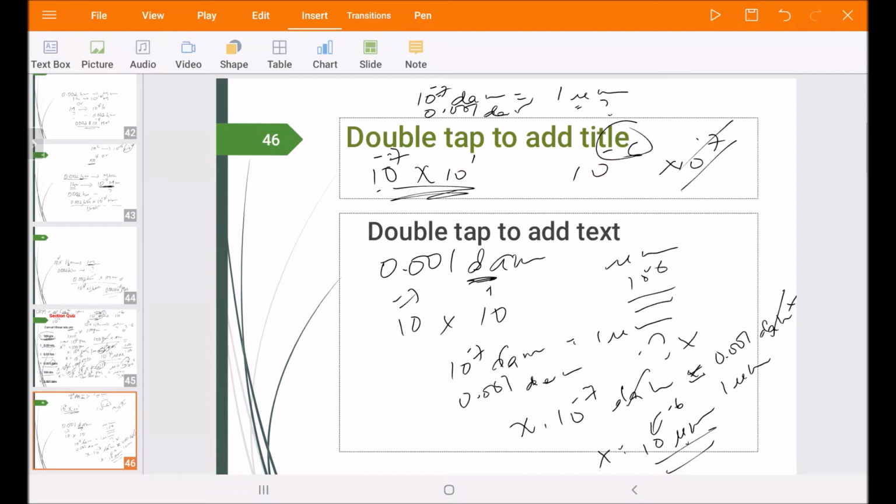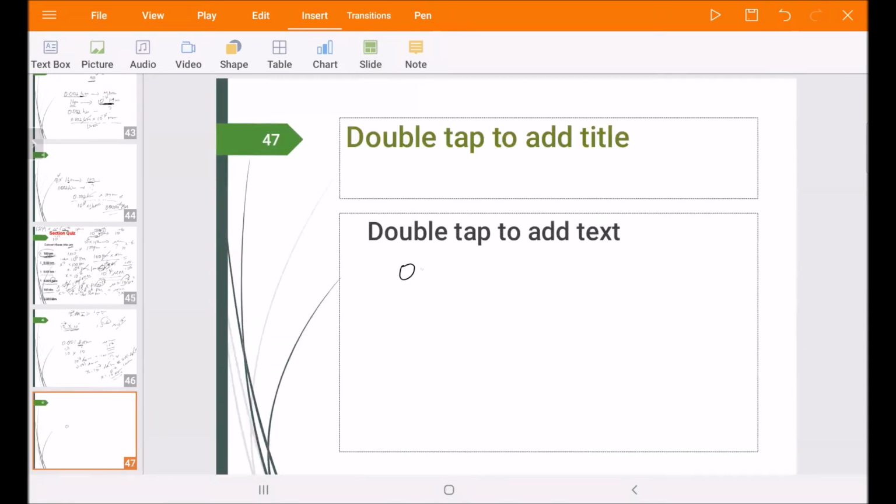0.001 times 10 to the power of 7. Zero point zero zero one times 10 to the power of 7 is going to come out. So this is not written like this; it is 10 to the power of 4. So am I right?